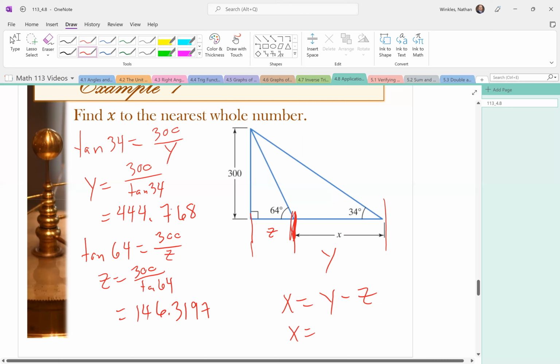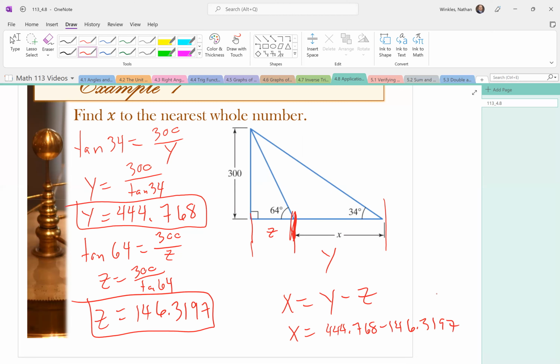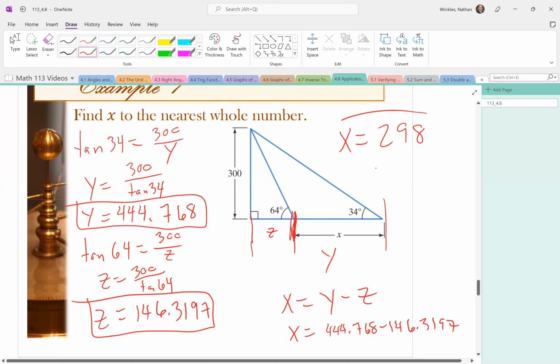So x equals, and so this was my y, this was my z, so we have 444.768 minus 146.3197. So that tells me that x equals 298 if we round to the nearest whole number here.